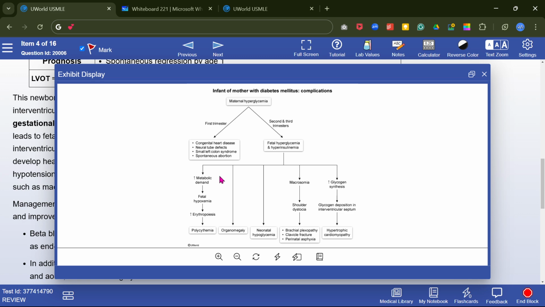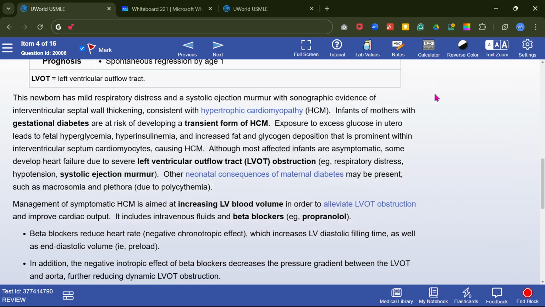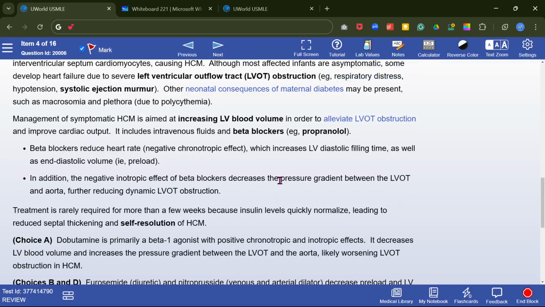It may cause macrosomia, shoulder dystocia, and increased glycogen synthesis and glycogen deposition in the interventricular septum, which causes hypertrophic cardiomyopathy. Beta blockers reduce the heart rate, a negative chronotropic effect, and increase left ventricular diastolic volume as well as end diastolic volume.